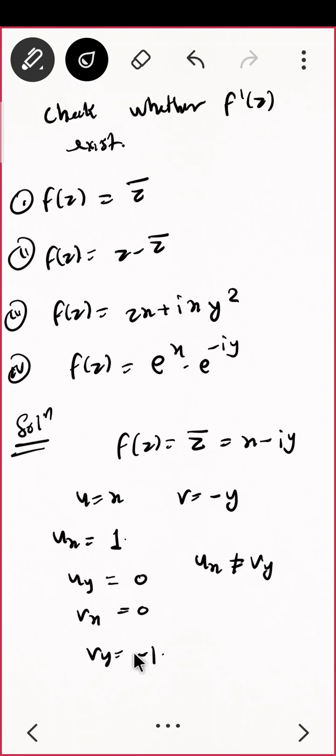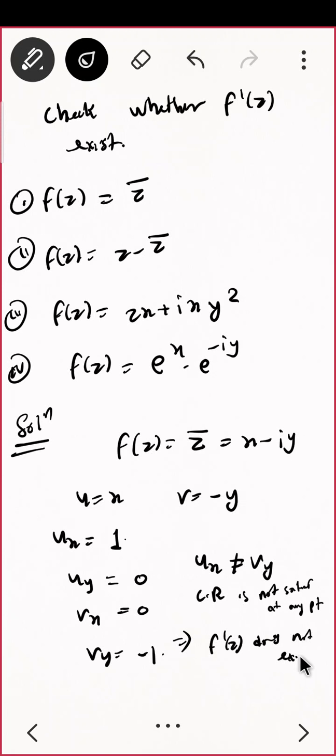We did not even need to complete it; having done these two, the CR equation is not being satisfied. Then what is the conclusion? At any point, do you agree? The conclusion is that f dash does not exist. Yes. Can you similarly do it for the second one? What is z minus z bar?